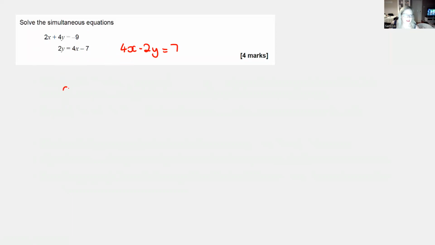Once you've done that, write down your first bits. So that's equation 1.